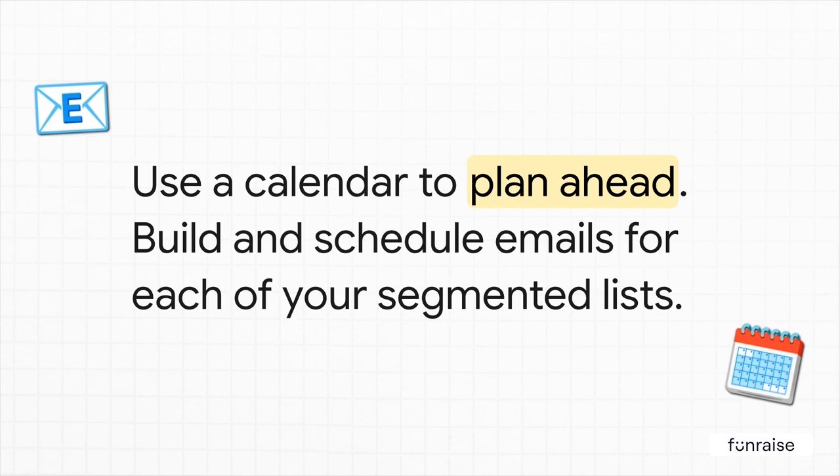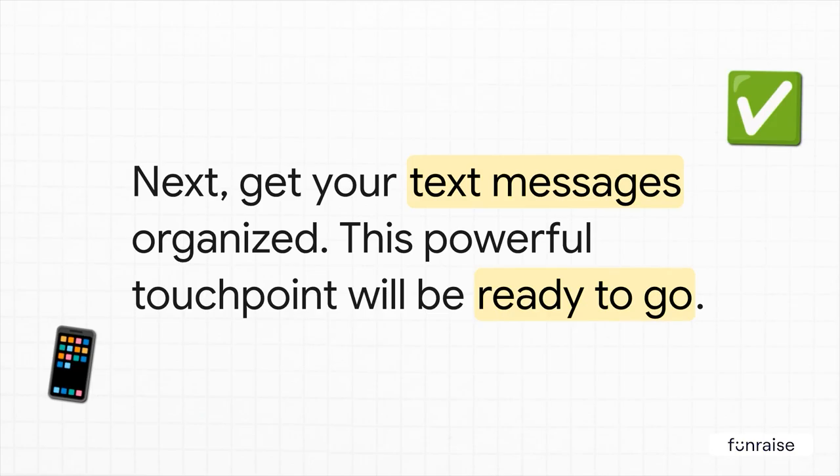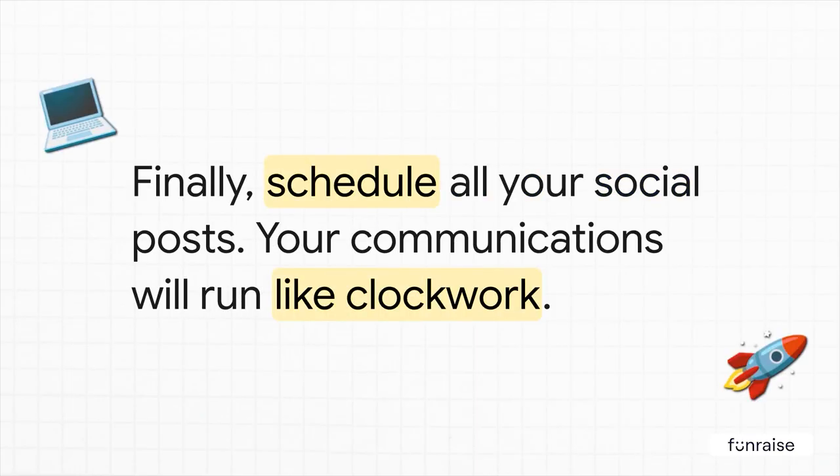Just map out when you want everything to go out and then build and schedule your emails for each of those lists you made. Once the emails are done, you do the exact same thing for your text messages. Get them organized, get them scheduled, and boom! Another super powerful touch point is locked and loaded with 0 effort needed on the day itself. And to wrap it all up, you schedule all your social media posts. Just think about it. With everything set up in advance, your entire comms plan will just run like clockwork. You'll be hitting the right people at the right time without lifting a finger.